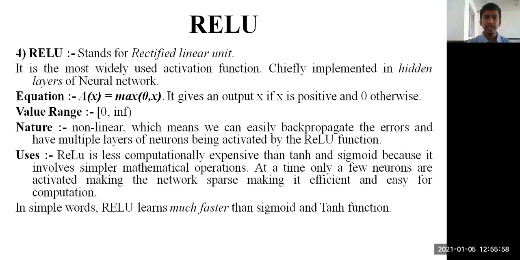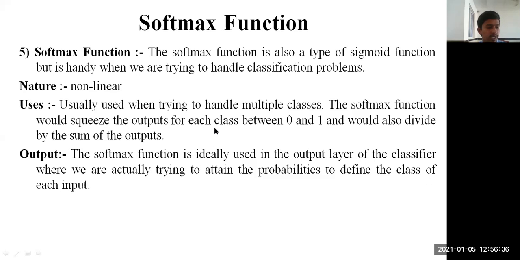Because backpropagation is allowed, whenever you have non-linear data, and there is a need to add some bias to your weights, then you can use the ReLU activation function. Compared to previous activation functions, it has less computation cost than tanh and sigmoid because it involves simpler mathematical operations. So in simple words, ReLU learns much faster than sigmoid and tanh functions because of the easier computations.